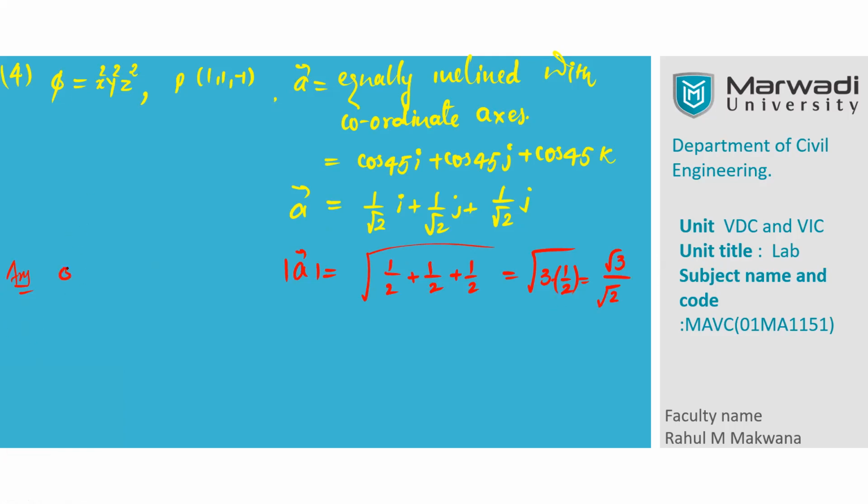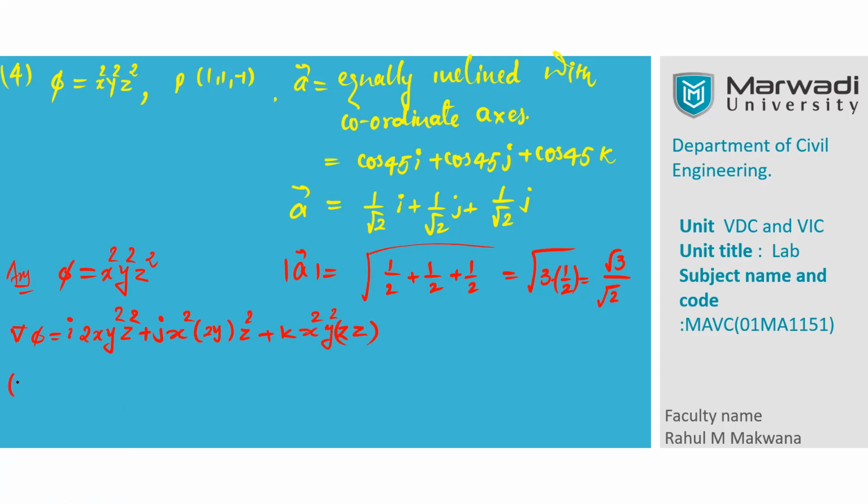We have function phi as x square y square z square. So gradient phi is i, partial with respect to x, 2x y square z square. With respect to y, 2y, rest same. And with respect to z gives 2z, x square y square same. Okay.